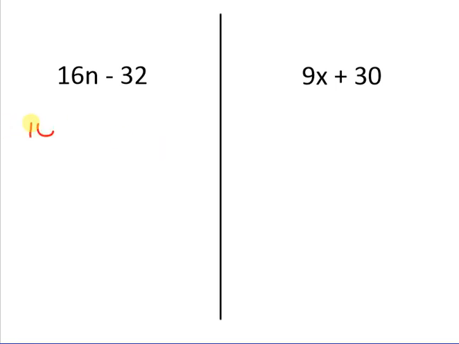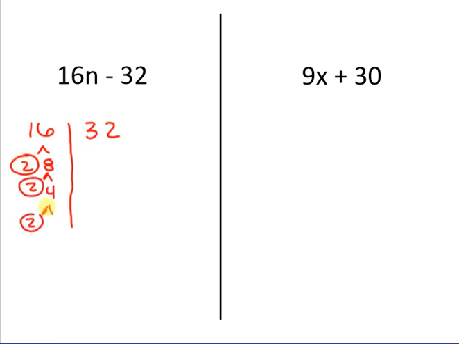We have 16 and 32. We need to find the GCF. We can break up 16 into 2 and 8, break up 8 into 2 and 4, break up 4 into 2 and 2. Go over to 32. I can break it up into 2 and 16, break up 16 into 2 and 8, break up 8 into 2 and 4, and then break up 4 into 2 and 2.